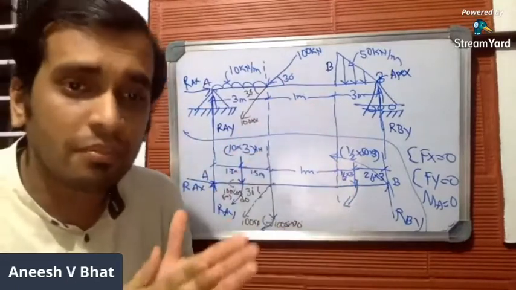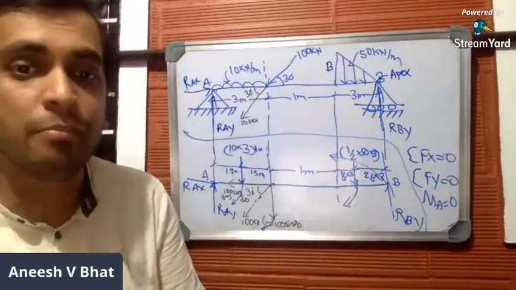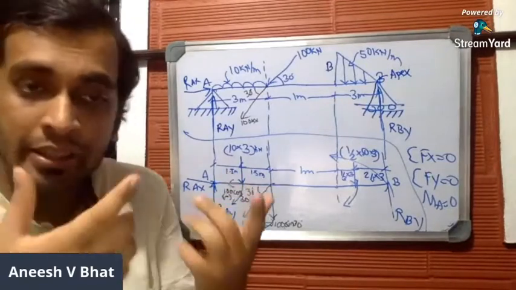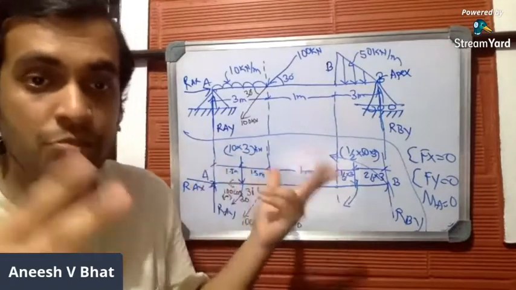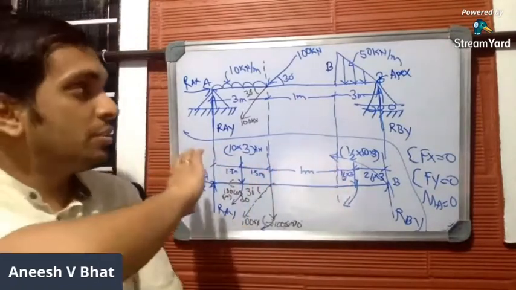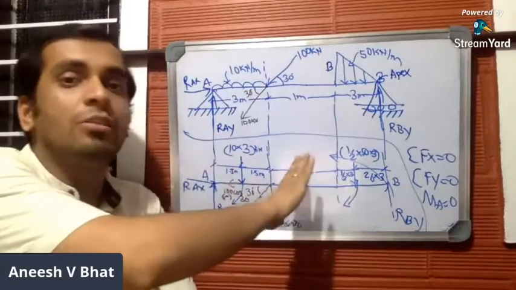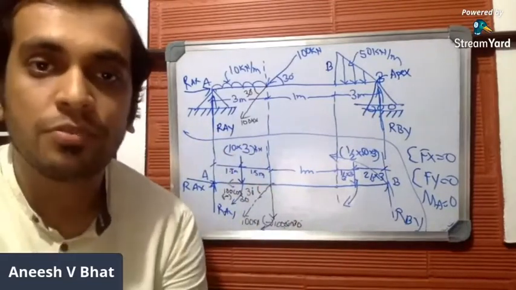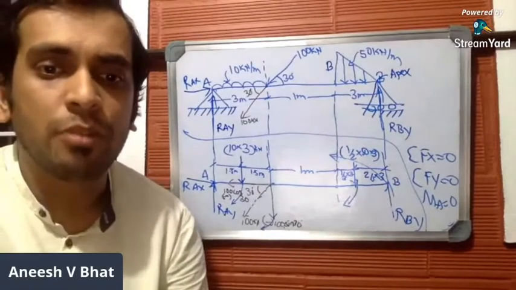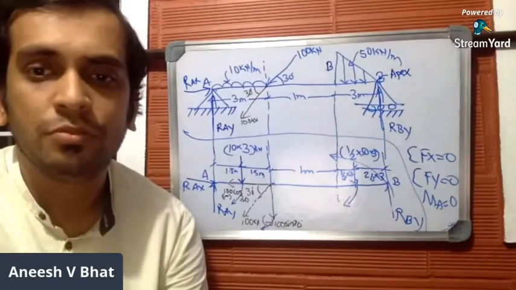Step number two, where you draw the point load drawing, is very important because you apply the conditions of equilibrium depending on this point load drawing. You have to make sure that you convert all the types of loading system into point loads. Let us go through one more problem.